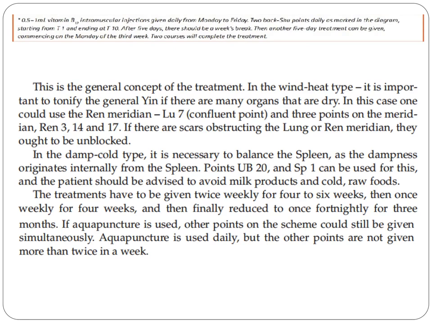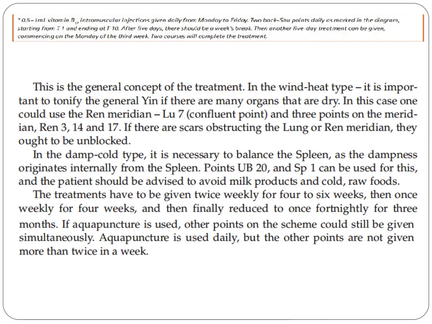In the wind heat type, it is important to tonify the general yin if there are many organs that are dry. In this case, one could use the Ren meridian, the lung 7 confluent point, and 3 points on the meridian: Ren 3, 14, and 17. If there are scars obstructing the lung or Ren meridian, they ought to be unblocked. In the damp cold type, it is necessary to balance the spleen, as the dampness originates internally from the spleen. Points bladder 20 and spleen 1 can be used for this. And the patient should be advised to avoid milk products and cold raw foods.